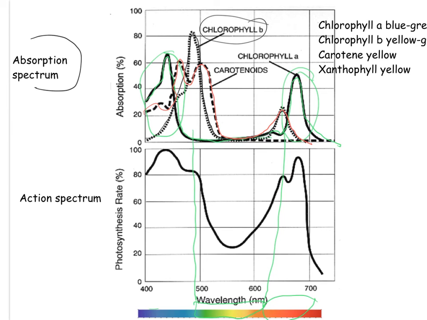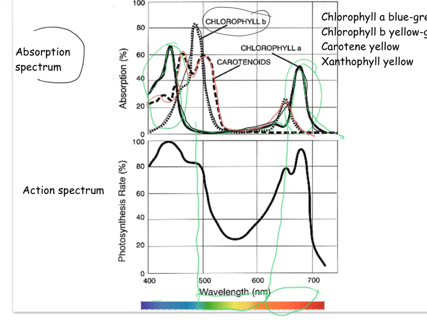If you only had chlorophyll A, for example, you would only have absorption taking place just on this area here on the graph. Whereas if you've got these other pigments, then there could be absorption of light at different wavelengths.